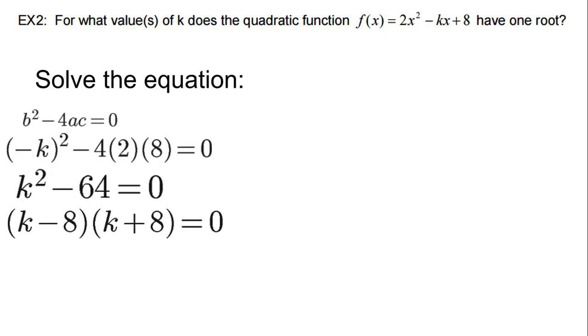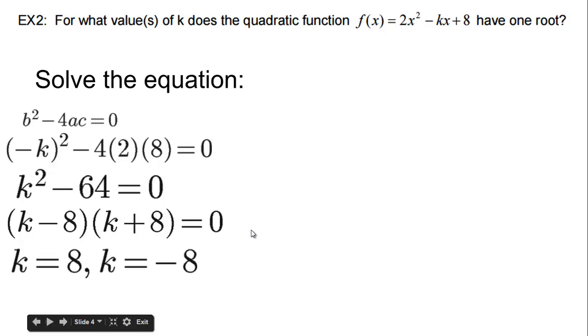We can factor that quadratic as a difference of squares. You could also put the 64 on the other side. It is in vertex form as well. So you could put the 64 to the other side and then take the plus minus square root. Either way, you get two answers, k equals 8 and k equals -8.